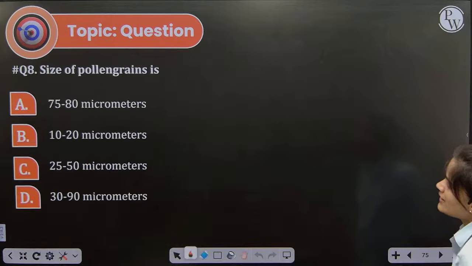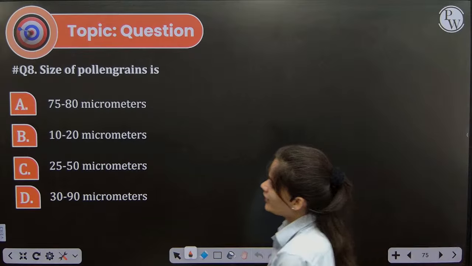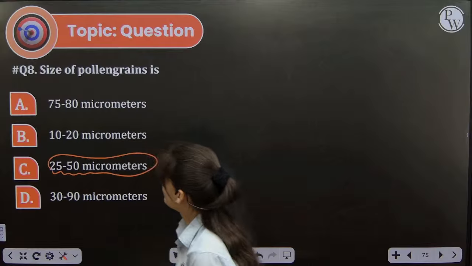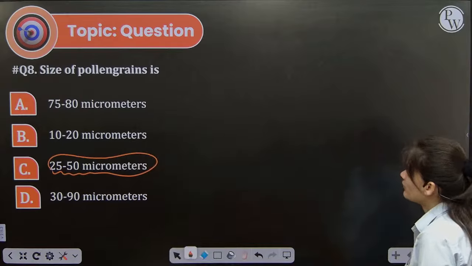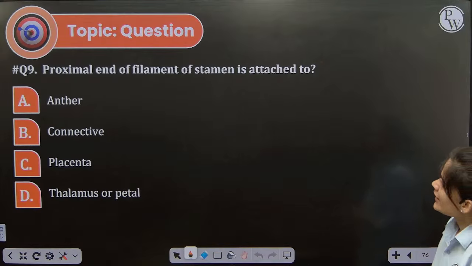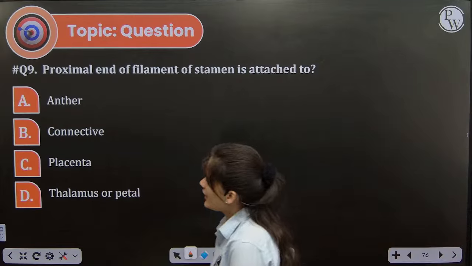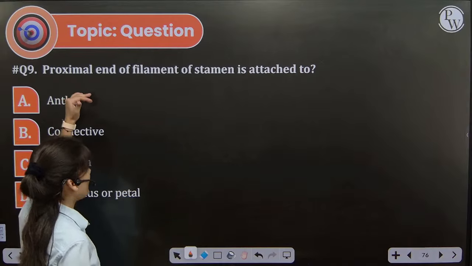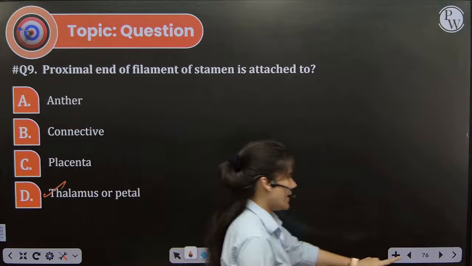Next, size of pollen grain. The size of pollen grain is 25 to 50 micrometers. The proximal end of the filament of the stamen is attached to what? The proximal end can attach to the thalamus or it can also attach to the petal. What about the distal end? The distal end is attached to the bilobed anther.